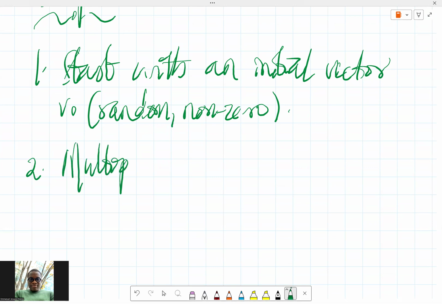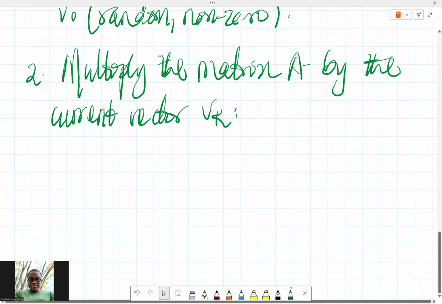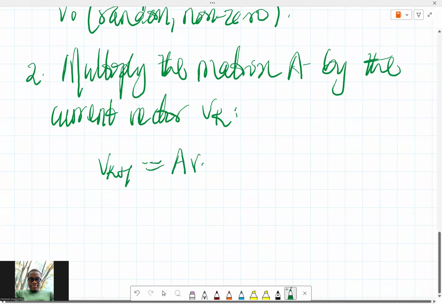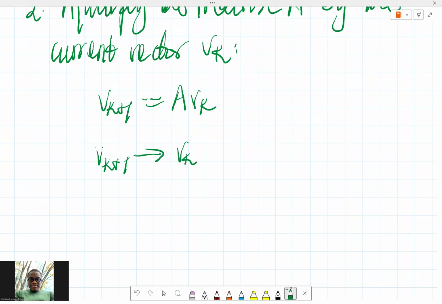Then the next is to multiply the matrix A by the current vector VK. That's like you have VK plus 1 equal to the matrix A multiplied by the VK that you currently have. So VK plus 1 is the next representation of that. And the next thing is you're going to normalize. So you have VK plus 1 normalized as VK plus 1 over the absolute value of VK plus 1. In the previous approach, I used the matrix method of normalization. It's still the same thing, but here we're using the norm style, of taking the square root and all that. This is done to ensure that the vector doesn't go out of hand.